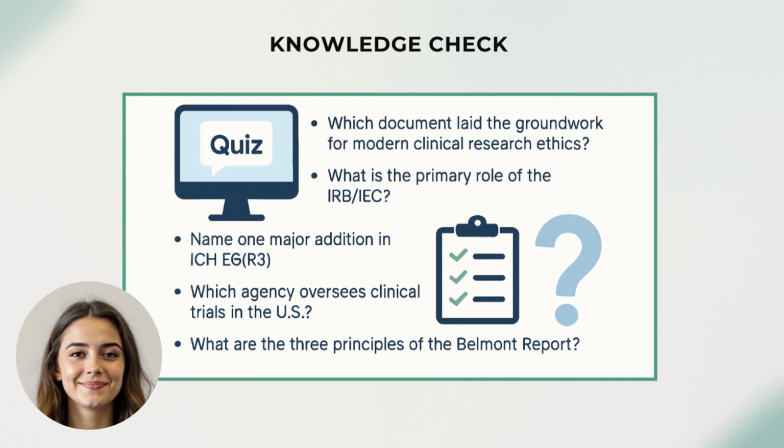Respect for persons, beneficence, and justice. Respect is about informed consent and autonomy. Beneficence is about maximizing benefits and minimizing harm. And justice is about fairness in how research benefits and burdens are distributed.